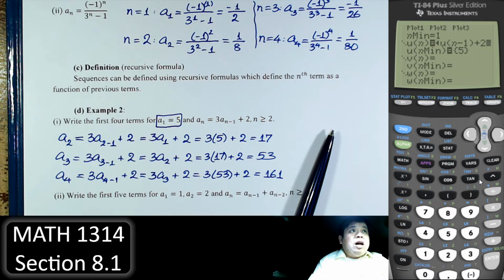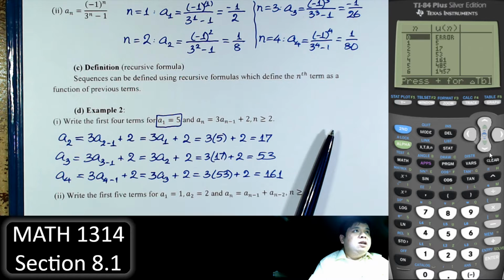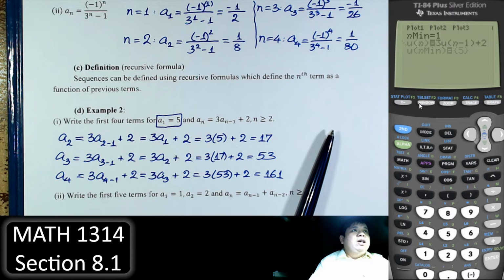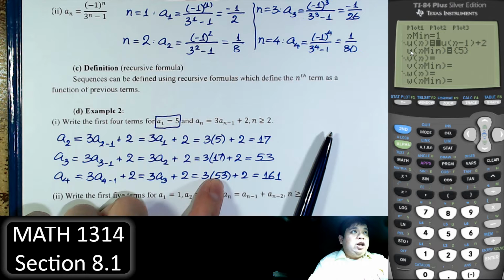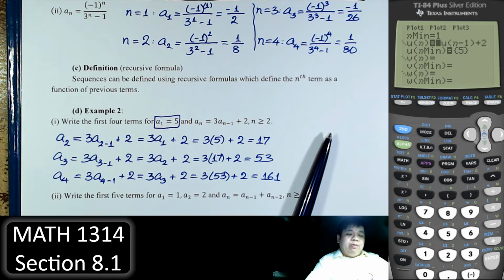Right? If we do that, there may be a problem, no, it should be fine. All right. So we have 5, 17, 53, 161. Yeah, so that's fine. Once again, the minimum is 1, and so the first term is equal to that, and then we just write in that form. Right.